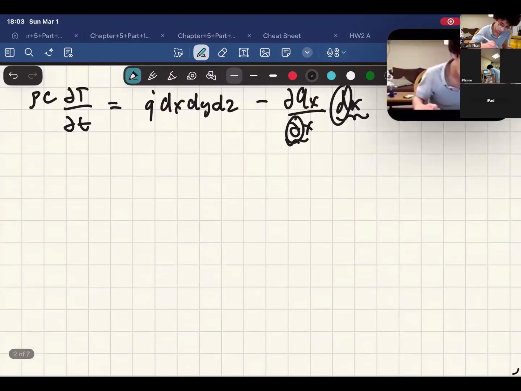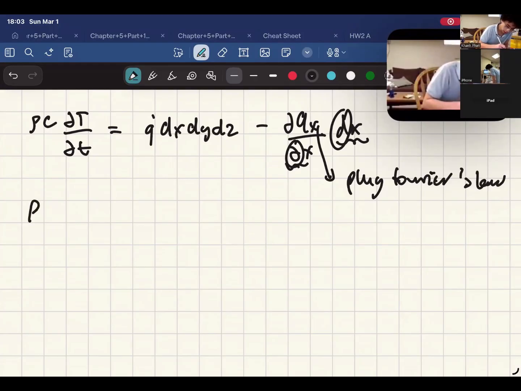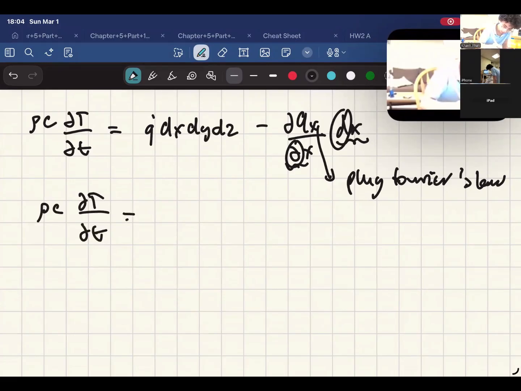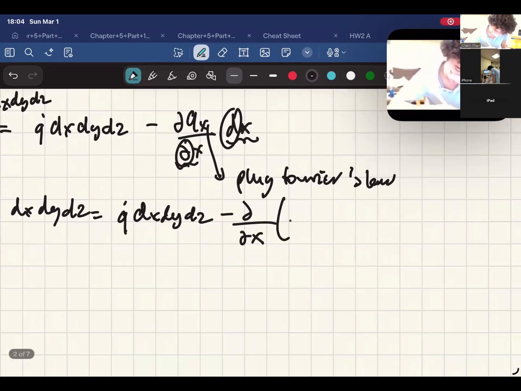So now we can plug in Fourier's law to solve this. We would have density times heat capacity times the change of temperature with respect to time equal to, I'm sorry, I forgot, we're missing dx, dy, and dz just for the volume. So dx, dy, dz is equal to q dx, dy, dz minus, I'm just gonna put the d dx over in the bracket, and then we would have negative k A dT dx, and then dx as the distance at the end.